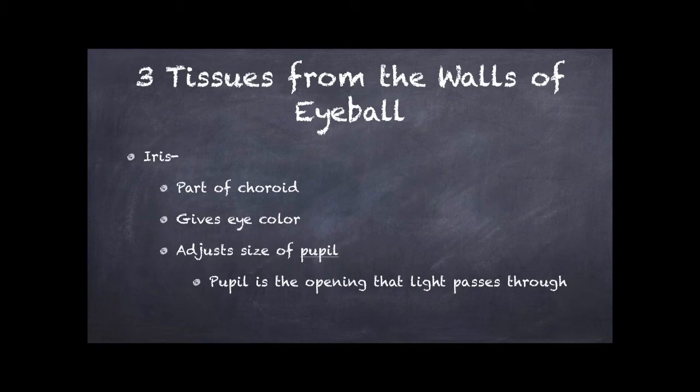The iris is part of the choroid, okay? And it gives the eye the color that it has. And it also helps to adjust the size of the pupil, and the pupil is the opening that the light is actually coming through to the interior of the eye.